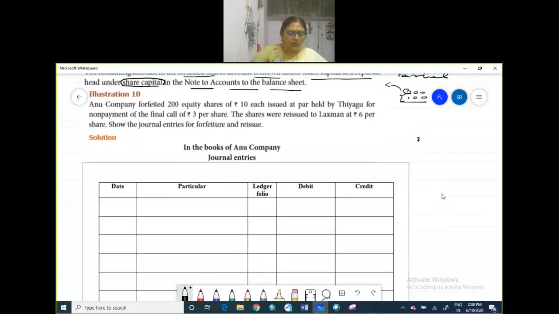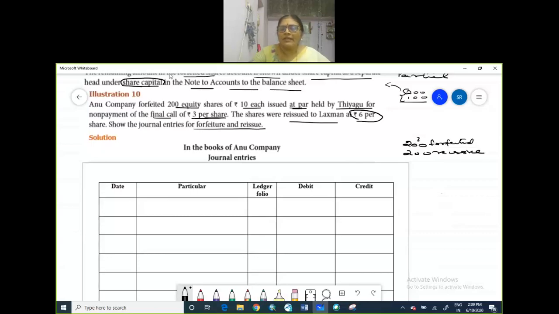Okay. Now Anu Company forfeited 200 equity shares of 10 each, issued at par, but held by Tyagu for non-payment of the final call. He paid everything, but he didn't pay the final call money, rupees 3. And these shares were reissued to Lakshman at rupees 6. Show journal entries for forfeiture and reissue. So when the shares are forfeited, how many shares are forfeited? 200 shares are forfeited. And how many are reissued? All the 200 are reissued. So this is forfeited and this is reissue. Fine. But reissued at rupees 6.